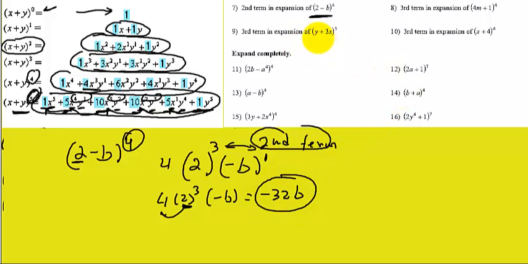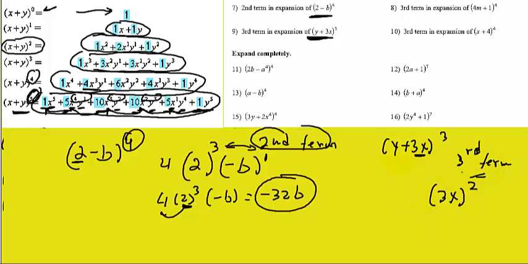Alright, let's do another one here. So they want the third term of y plus 3x to the 3rd power. Okay, so you need this Pascal's triangle. Alright. So for the third term, the 3x, which acts like the second term here, will have a power of 2. And then the y will have a power of 1, because these two have to add up to 3.